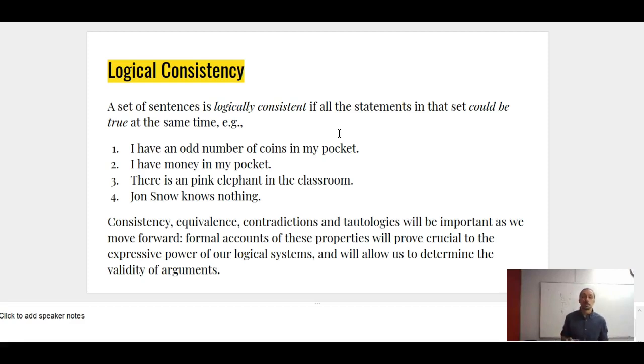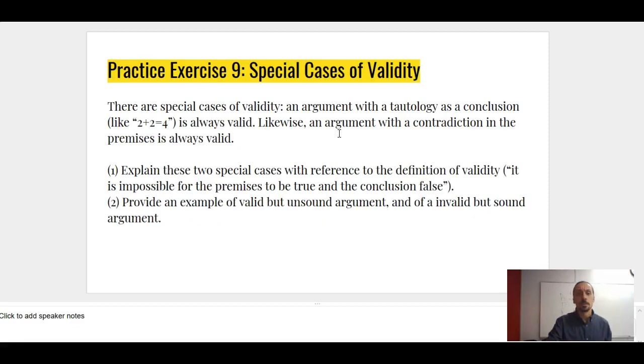Formal accounts of these properties are going to prove really quite critical to understanding the features of our logical systems: finding out whether an argument is valid or not, finding out the properties of formal sentences. So as we move forward and we have a formal system to test the validity of arguments and find out the properties of sentences, all these are going to be quite crucial.